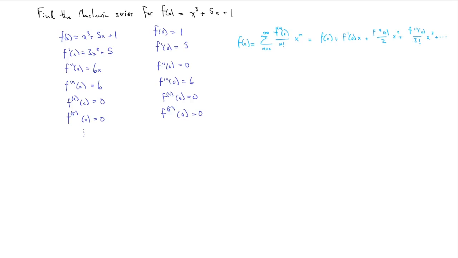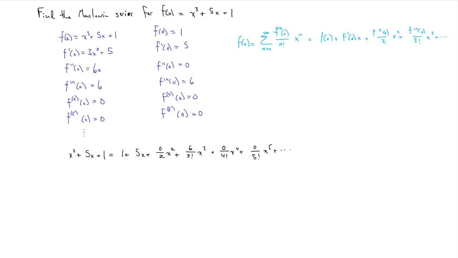And recalling the general form for the Maclaurin series for any function f, we have that f of x is equal to f of 0 plus f prime of 0 times x, plus the second derivative evaluated at 0 over 2, which is 2 factorial, times x squared, plus f triple prime of 0 over 3 factorial times x cubed, and on like that forever.